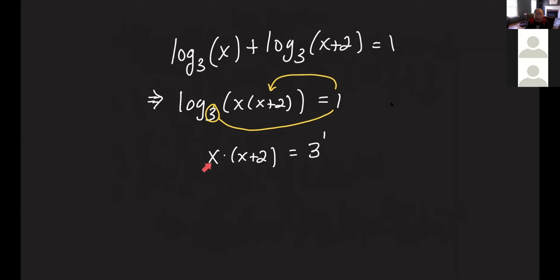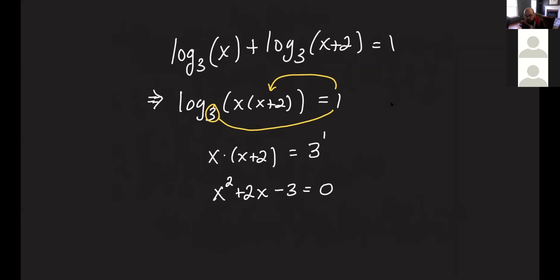Quadratic? Yeah, this is quadratic, right? So this one right here is quadratic. So what we can do is you get x squared plus 2x is equal to 3, or similarly, x squared plus 2x minus 3 is equal to 0. So we can solve this one. And for me, the quickest way to do this would be factoring.